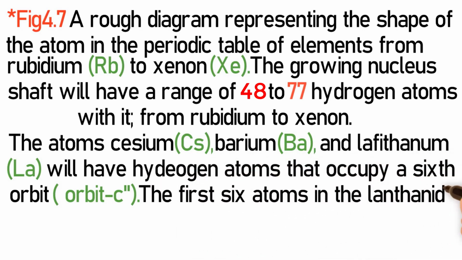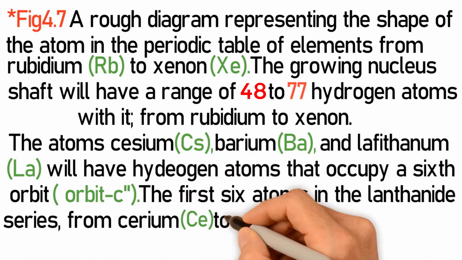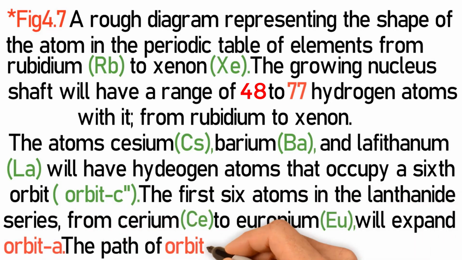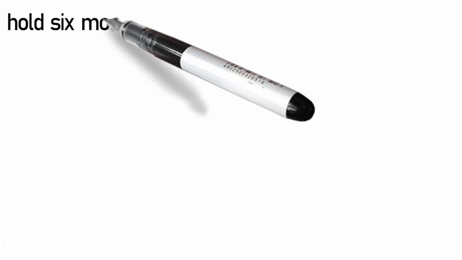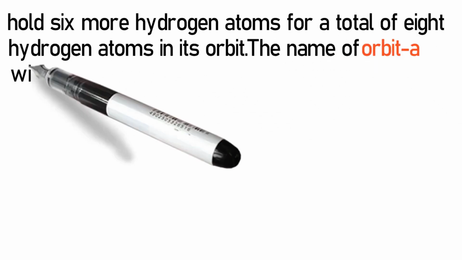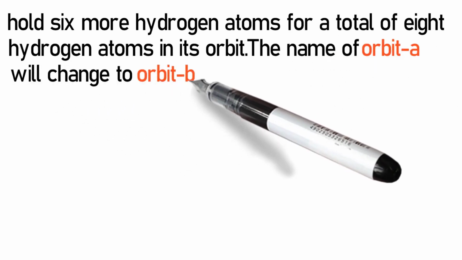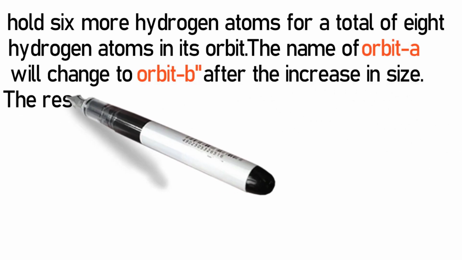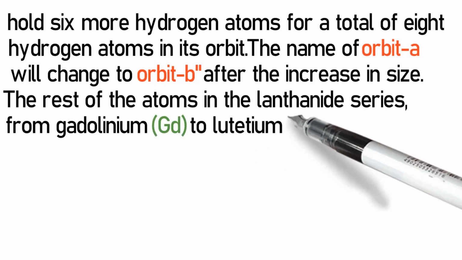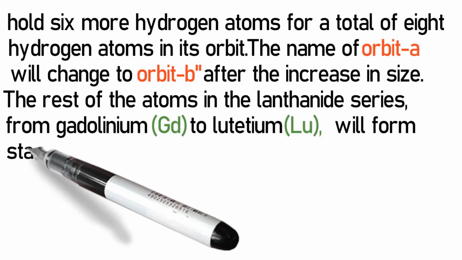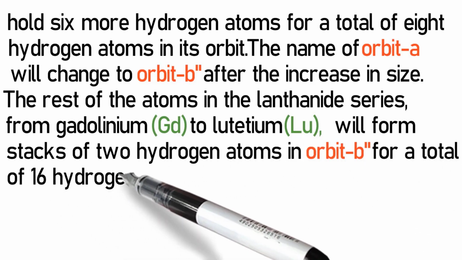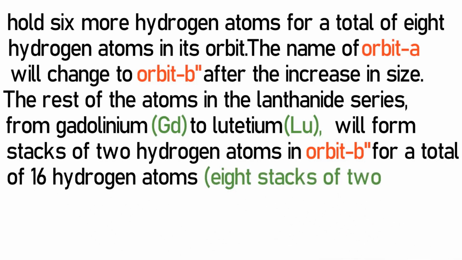The first 6 atoms in the lanthanide series, from cerium, Ce, to europium, Eu, will expand orbit A. The path of orbit A will increase in size and hold 6 more hydrogen atoms for a total of 8 hydrogen atoms in its orbit. The name of orbit A will change to orbit B' after the increase in size. The rest of the atoms in the lanthanide series, from gadolinium, Gd, to lutetium, Lu, will form stacks of 2 hydrogen atoms in orbit B', for a total of 16 hydrogen atoms, 8 stacks of 2 hydrogen atoms.